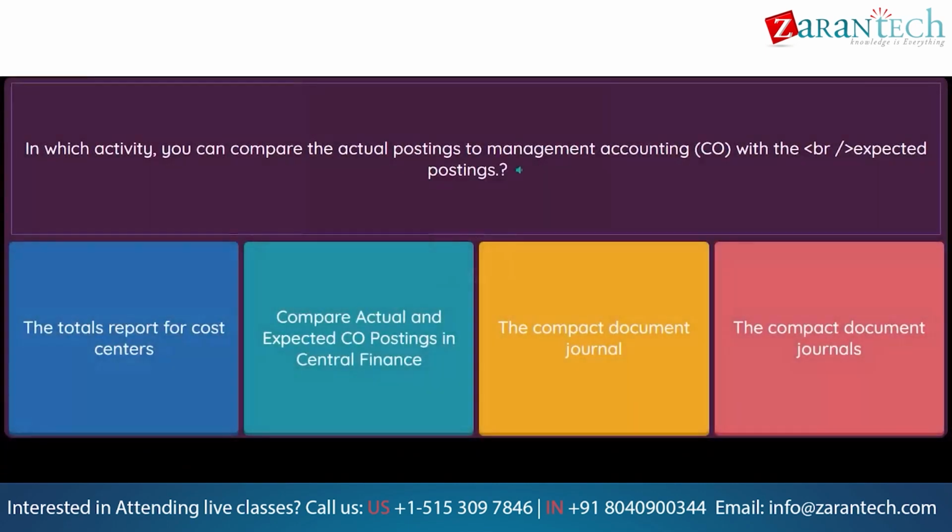Question, in which activity can you compare the actual postings to management accounting, CO, with the expected postings? Option 1 the totals report for cost centers. Option 2 compare actual and expected CO postings in central finance. Option 3 the compact document journal. Option 4 the compact document journals.